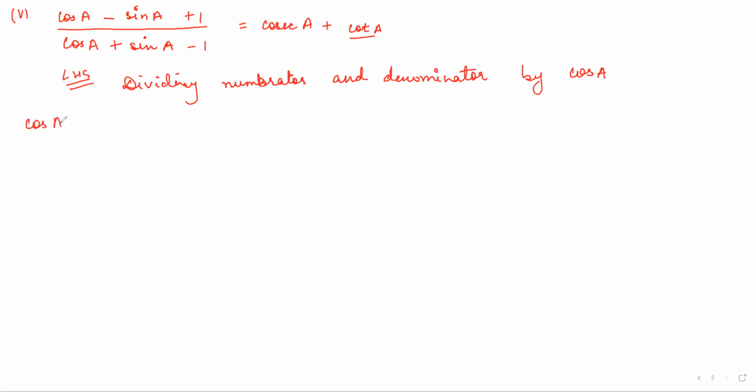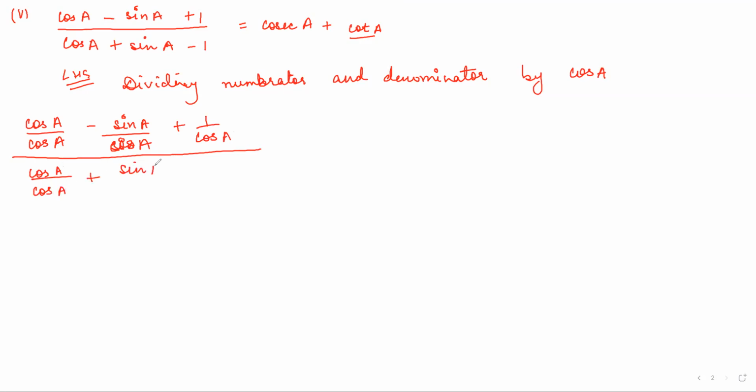Now this is cos A divided by cos A minus sine A divided by cos A, and then plus 1 upon cos A. And similarly you do in the denominator: cos A divided by cos A plus sine A divided by cos A and minus 1 upon cos A. So I have divided throughout by cos A, correct? Yes, ma'am. Okay, actually the first step is this.